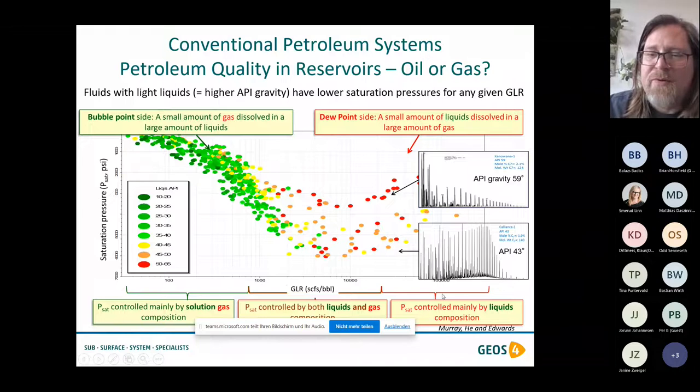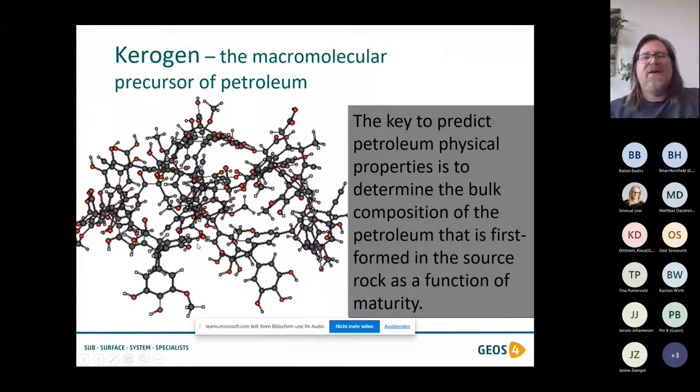On the dew point side, saturation pressures are mainly controlled by the liquids composition, whereas on the bubble point curves, by the composition of the gas. So a drier composition makes higher saturation pressures, and methane is not as soluble in the liquids as the wetter gases. So the answer to the question is yes.